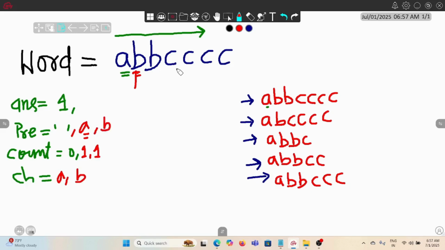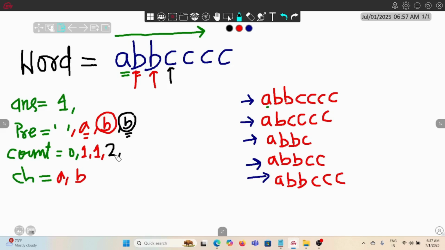Okay, now we are going to this guy: is this current B equal to the previous character? Yes, the previous character is B here and the current character is B here. That means we have to increase the frequency. So I am increasing the frequency by 1, so the frequency now would become 2. Okay, now we are coming here, and the previous character is still B, right? Now we are coming to this guy C. Is this C equal to the previous character? No, the previous character is B and this is C.